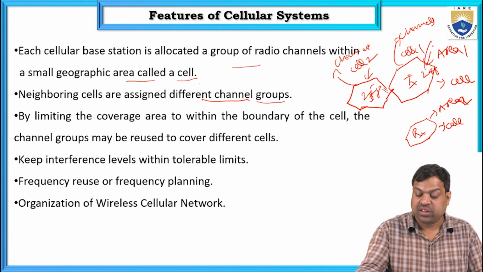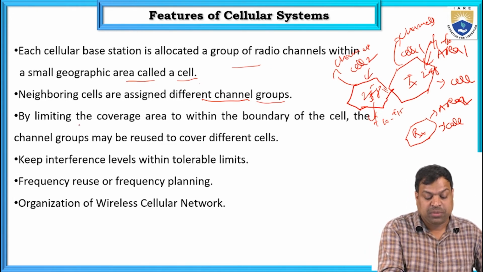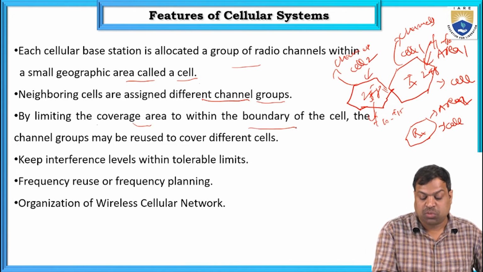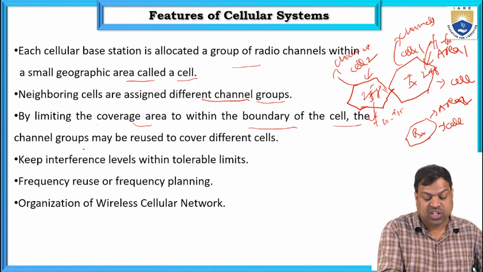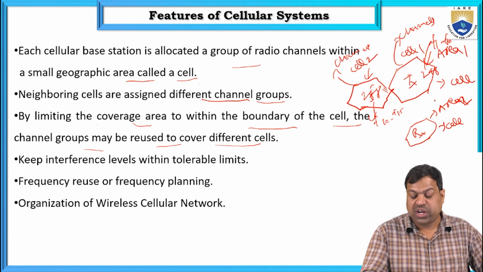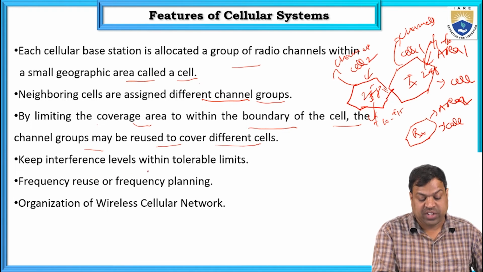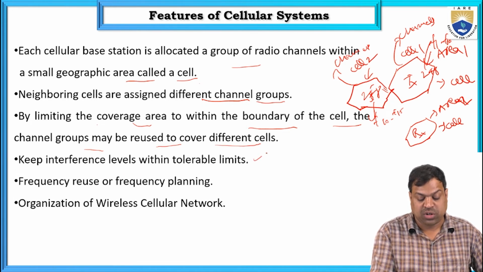Allocation of frequencies: here I am taking some F1 to F10 frequencies, and here some F10 to F250 frequencies. No need to take the same frequencies. By limiting the coverage area to within the boundary of the cell, the channel groups may be reused to cover different cells. We have the option to reuse the cells and keep interference levels within tolerable limits.